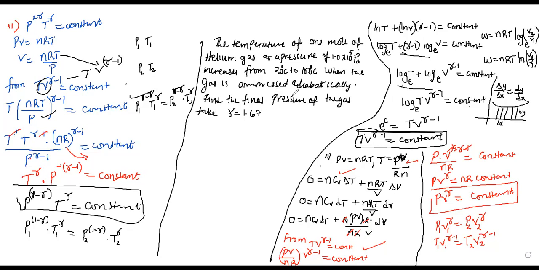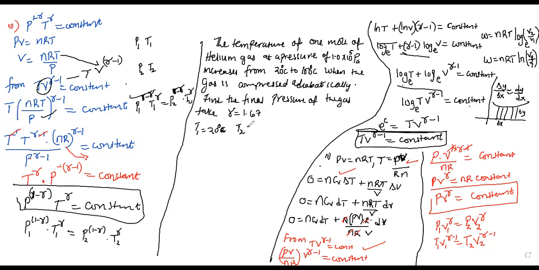So we have this as an example. It says the temperature of 1 mole of helium gas at a pressure of 1.0 times 10 power 5 pascals increases from 20 to 100 when the gas is compressed adiabatically. So that statement has to be mentioned somewhere, of adiabatic expansion or compression. Find the pressure of the gas. Take gamma as 1.67. So they have given us the initial temperature T1 as 20.